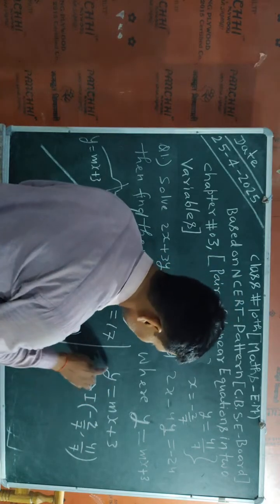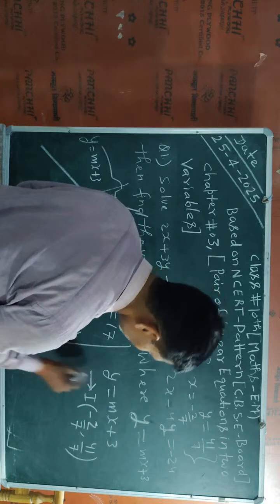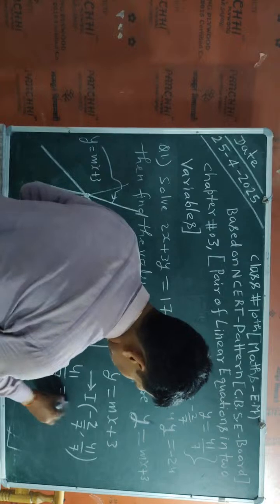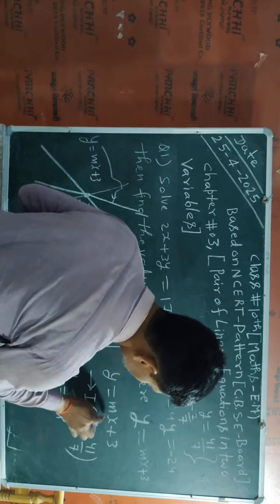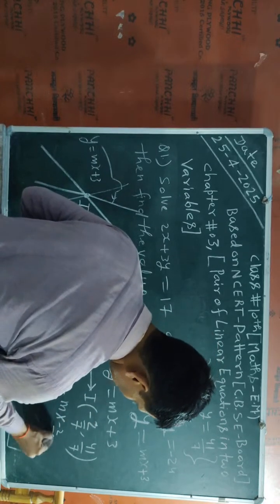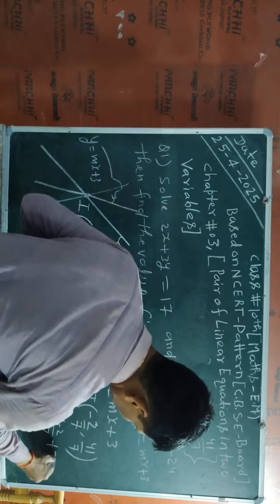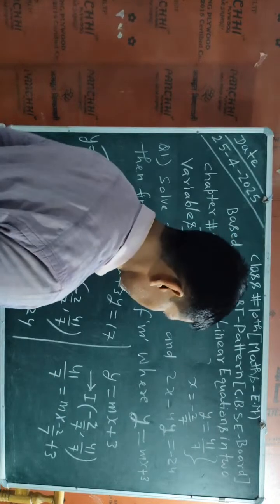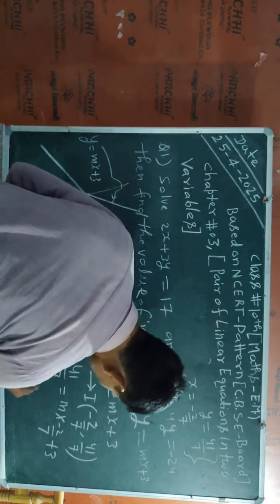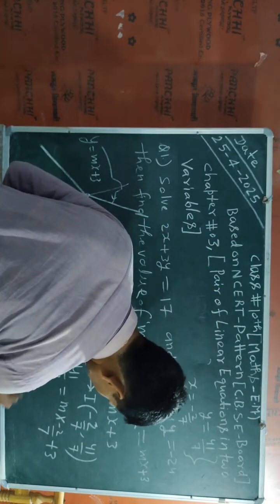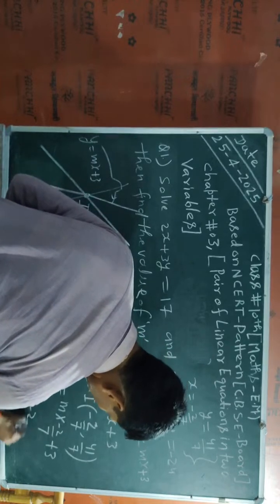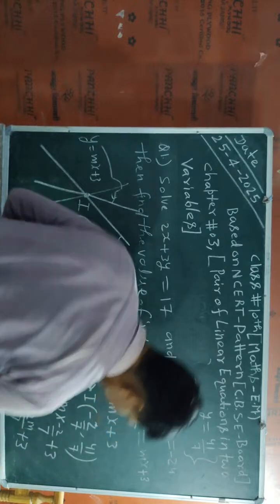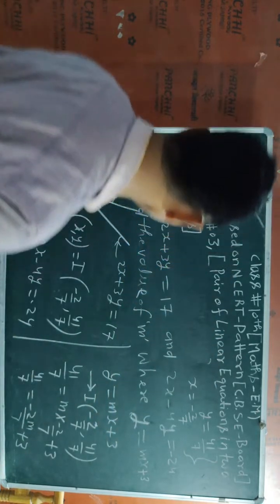So here I am going to put the value of y, which is 41 divided by 7. Now in the place of x I will put minus 2 divided by 7, multiplied by m, plus 3. Okay student, now again I am going to simplify. Here I will say 41 divided by 7 is equal to minus 2m divided by 7 plus 3. Okay student, after simplifying we will get this value.